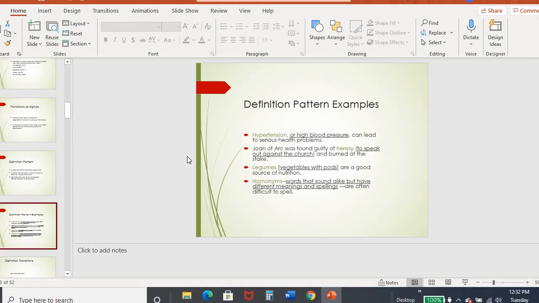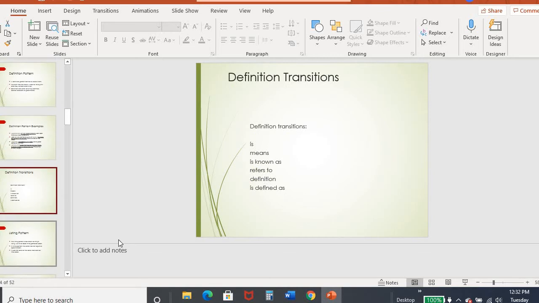So here are some examples. If I didn't know what hypertension meant, it is set off by commas. If I didn't know what legumes were, they're in brackets. Those are clues that authors are defining a word or phrase that might be unfamiliar. They may also use transition words like is, means, defined as, known as. And again, this is probably familiar because we talked about this in the definition chapter. So this just means authors can choose to organize their writing in a definition pattern.